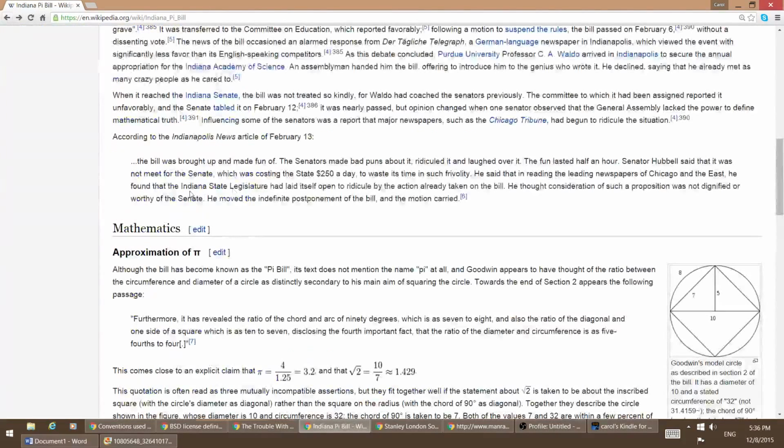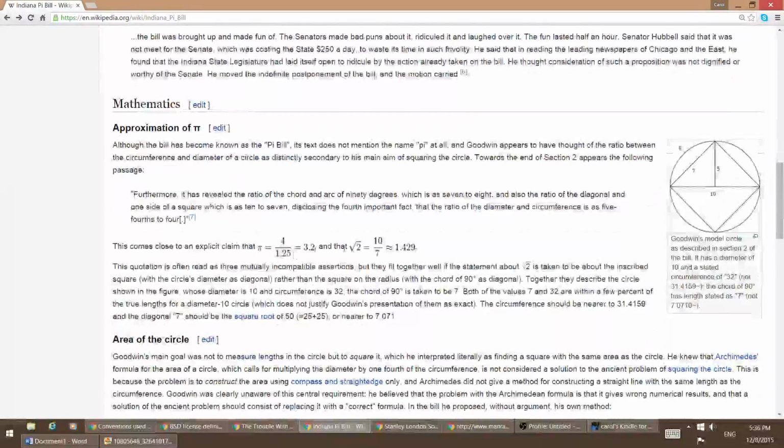Let's go back. Goodwin's model circle, as described in Section 2 of the bill, has a diameter of 10 and a stated circumference of 32, not 31.4159 infinitely. The chord of 90 degrees has length stated as 7, not 7.0710 infinitely.